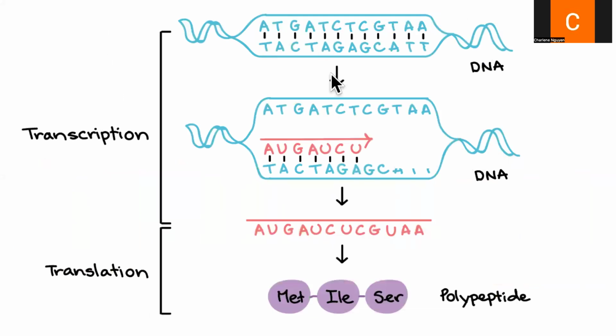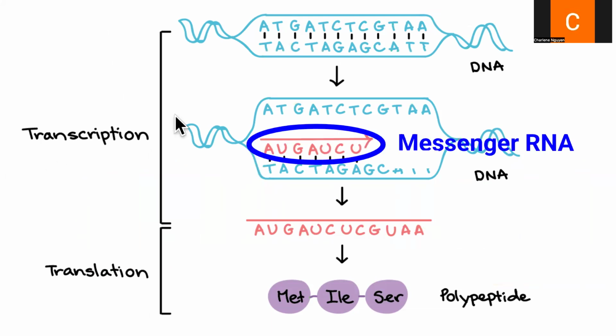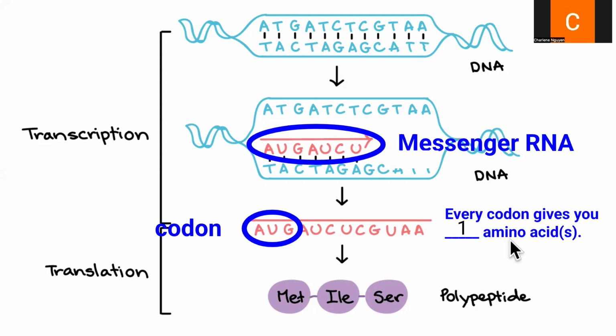So a little bit of review. You have your DNA. From your DNA, we create our messenger RNA through the process of transcription, and this occurs in the nucleus of the cell. Then our messenger RNA is going to leave the nucleus and go into the ribosomes, another organelle in the cell. And every three RNA bases, called a codon, is used to connect to an amino acid. So every codon will give you one amino acid.